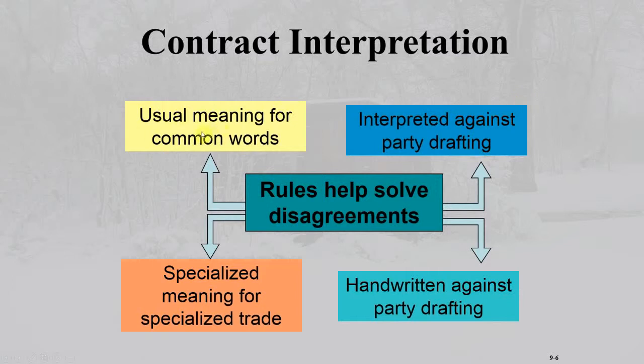Okay, so again, we have usual meaning for common words. These are some of the rules, right? Specialized meaning for specialized trade, depending on what that is. We're also going to interpret things against the party that's drafting, as the courts have decided as part of their rules. So if you have a party that drafted the contract and you're in dispute over some of the language or something that's in there, they're probably going to look at the party that drafted it and say that they might have put that in there to better their interests. And so the general rule is to go against that party that drafted, and same thing with any handwritten notes that might be on there. The person that actually wrote those notes, the courts are going to initially at least interpret it against that person.